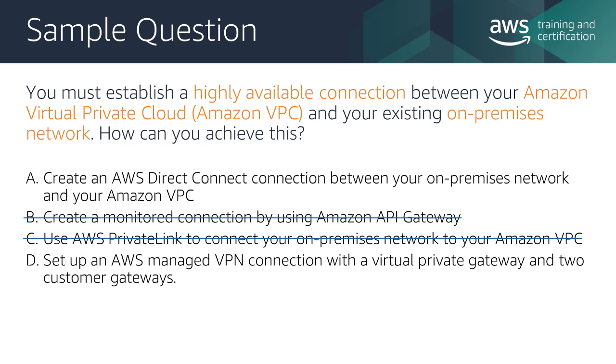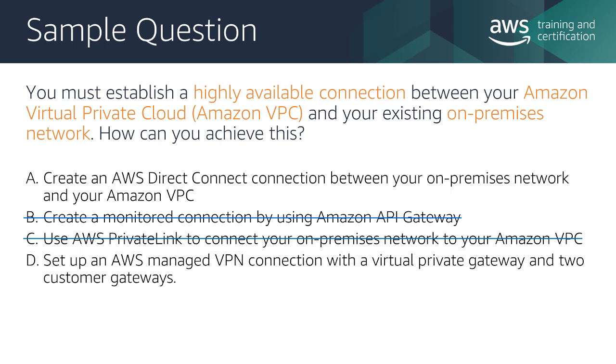Instead, it's just a highly available, scalable technology that allows you to privately connect to your VPC inside the network. But this isn't the solution to actually create the connection. So this leaves option A and D. Take a look at them. Option A, direct connect. Option D, an AWS managed VPN connection with a virtual private gateway.